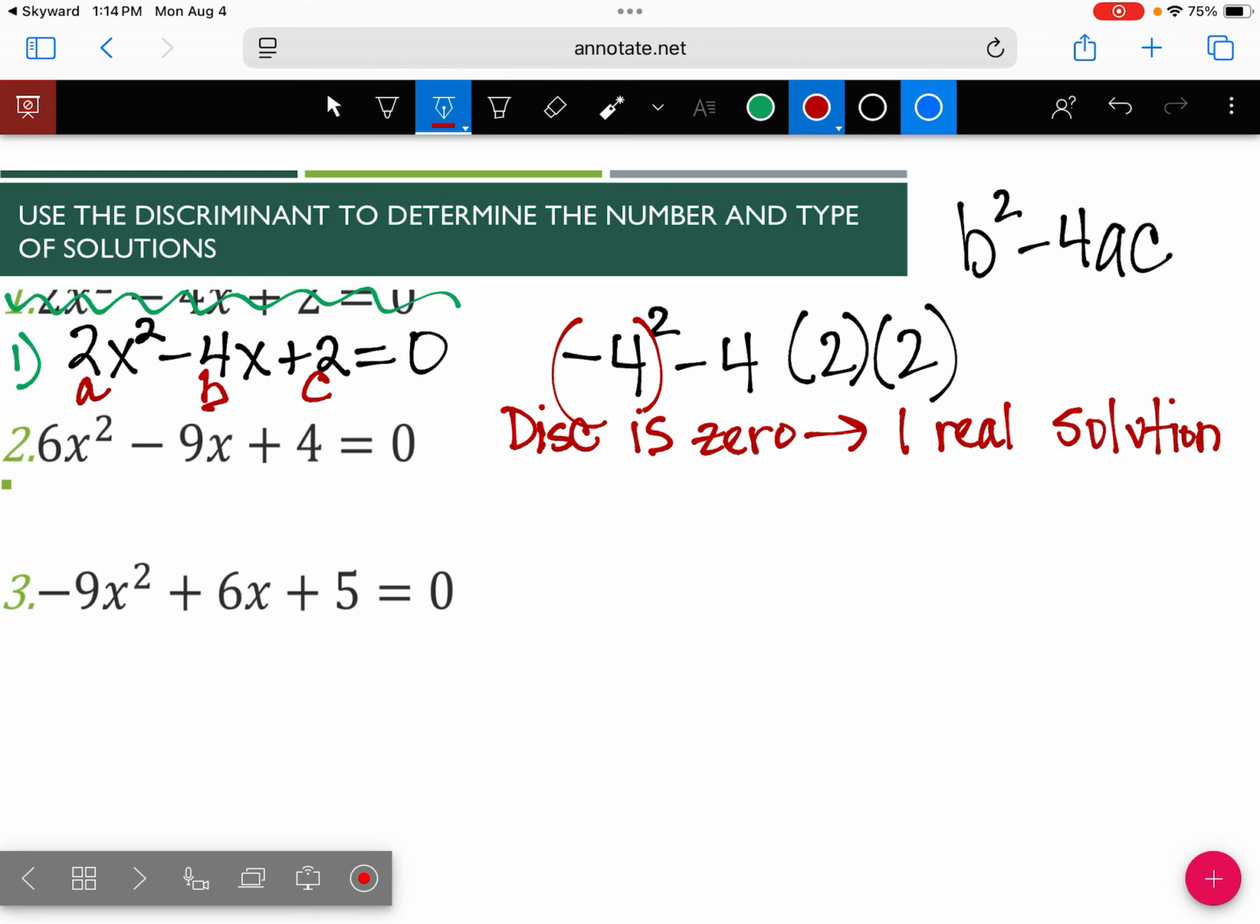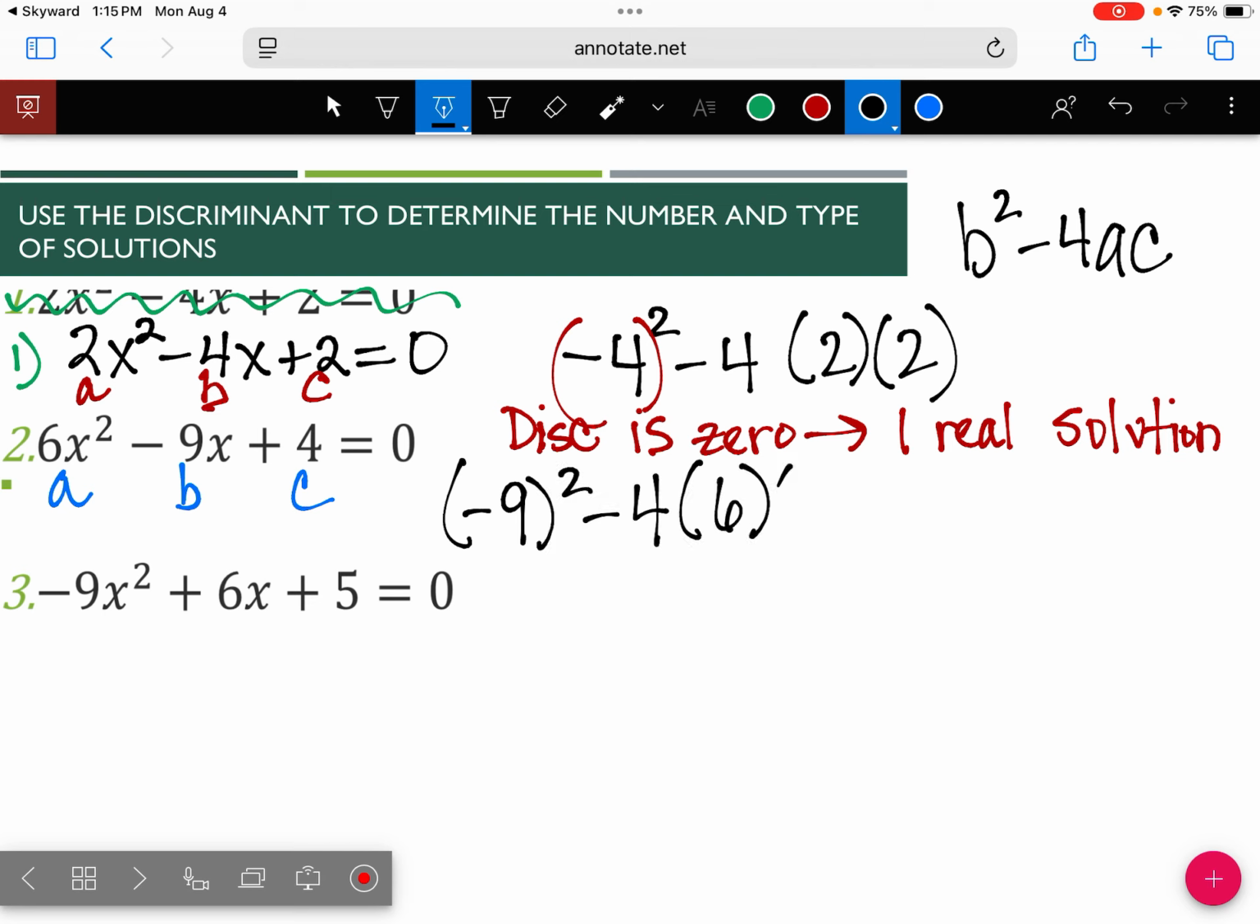Let's look at number 2. A, B, C. So you're going to type in -9 squared minus 4 times A times C. Go ahead, type that in.